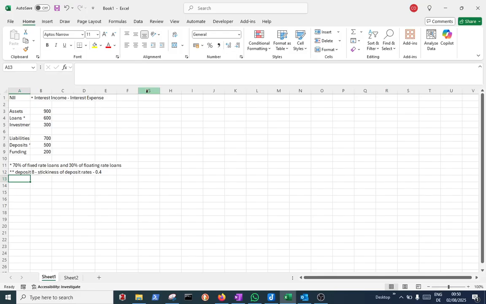We are now going to calculate interest income and interest expense in normal conditions. And we are also going to simulate a shock in interest rates. And we shall need the listed pieces of information when we simulate the effects of that shock. But for now, let's calculate the income and expense under normal conditions.